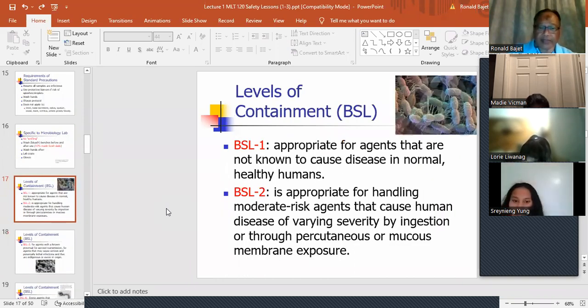Levels of containment, BSL 1 through BSL 4. BSL 1 is appropriate for agents that are not known to cause disease. So it's handling microorganisms, but these are safe microorganisms like your staph and strep. BSL 2 is appropriate for handling moderate risk agents that cause human disease. Usually the micro laboratories are BSL 1 or BSL 2.